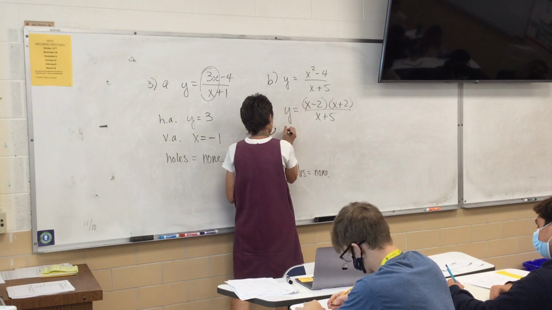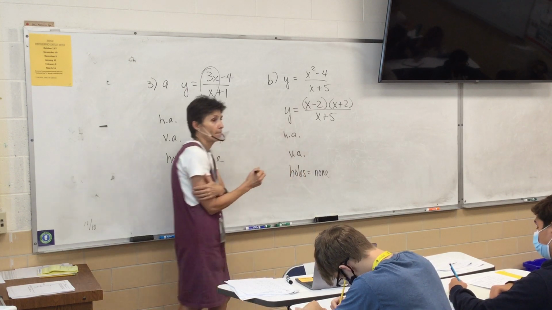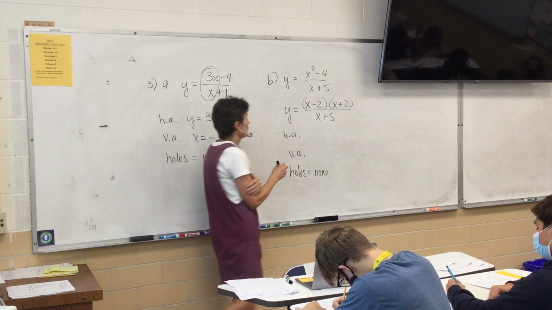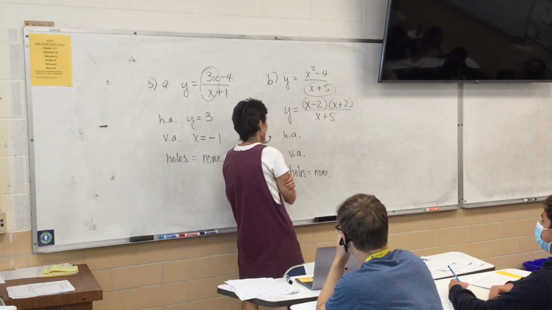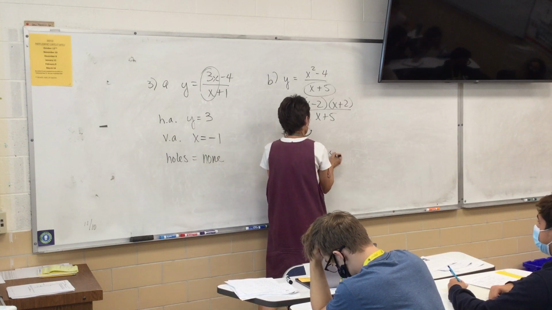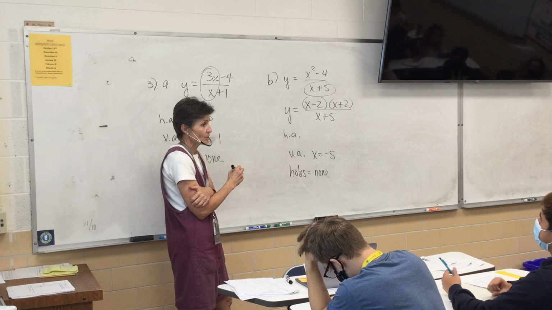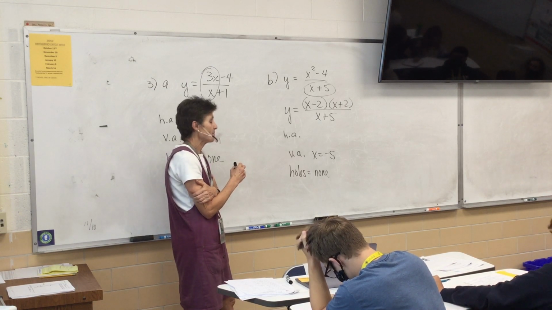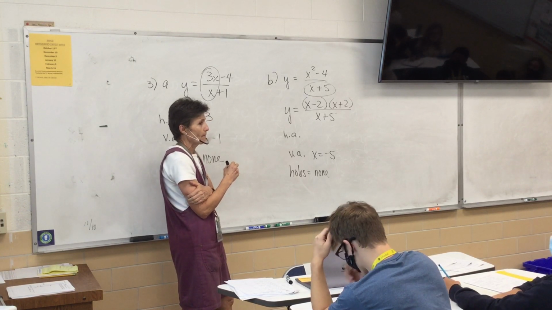All right, what about asymptotes? Horizontal and vertical asymptotes. What about those? Where's my vertical asymptote? X equals negative 5. Yeah, that's my vertical asymptote. X equals negative 5 is my vertical asymptote.